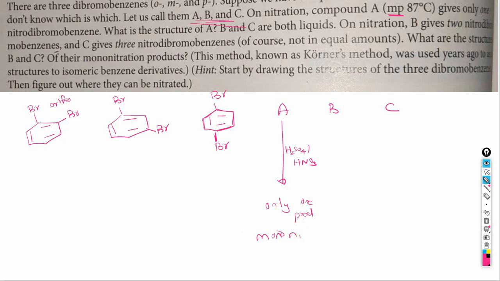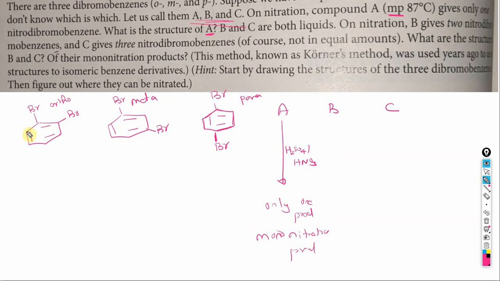So A gives only one mononitration product. What is the structure of A? A gives you only one product. So of course, let me label this. This is meta dibromobenzene and this is para dibromobenzene.